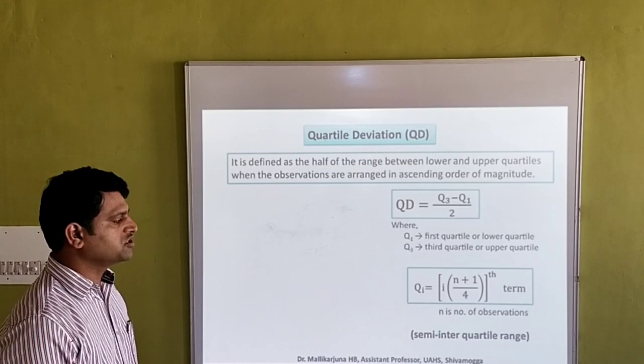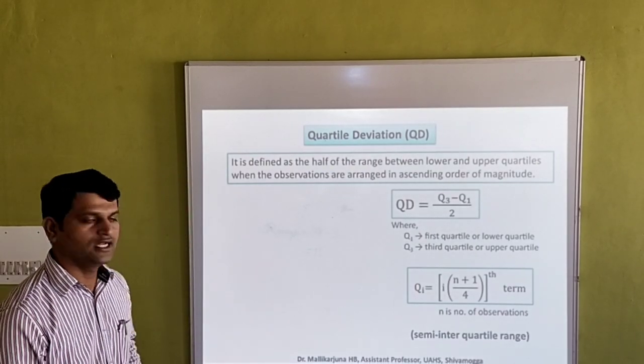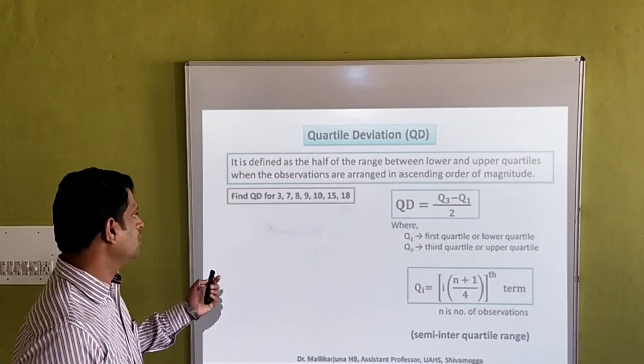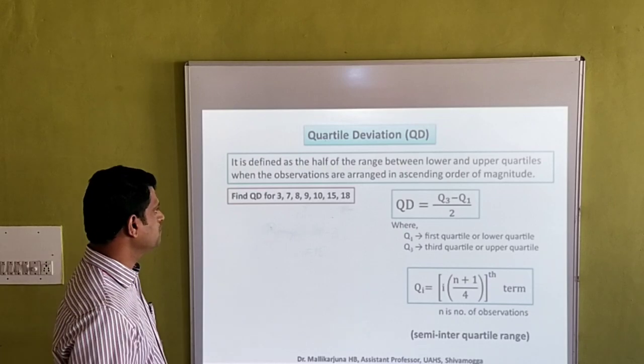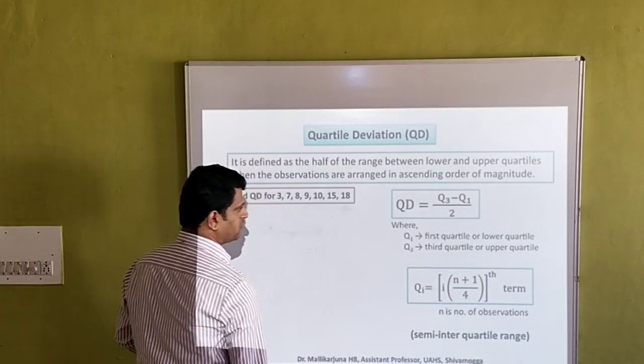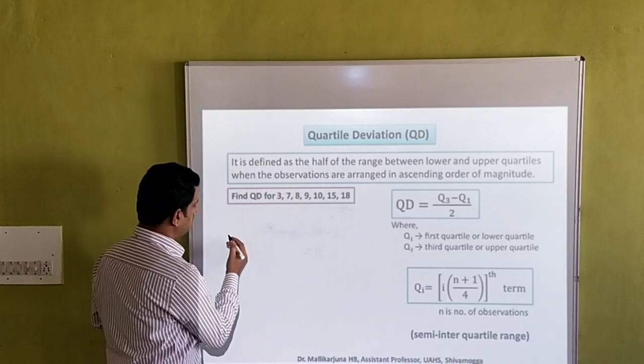So this quartile deviation is also called the semi-interquartile range. Find the quartile deviation for this set of observations. Here we need Q3 and Q1, so from this I will find them out first.